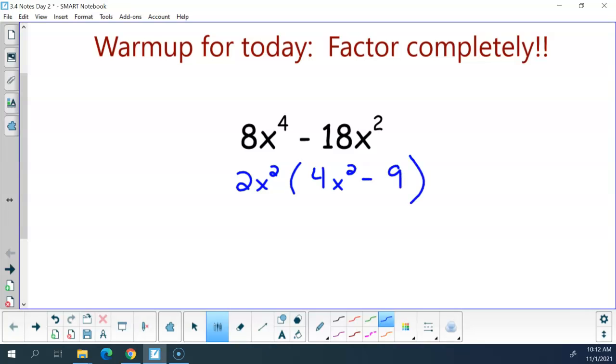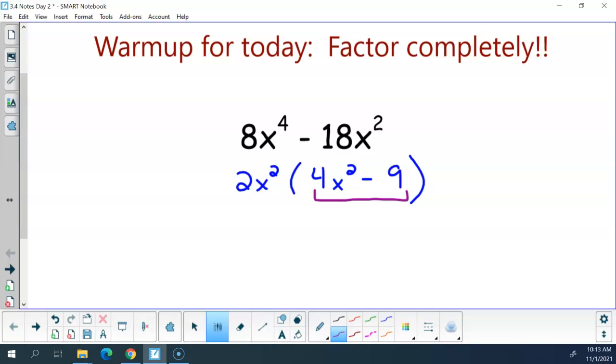Okay, are we done? No. Why not? Because you have to factor it. What do I have to factor yet? 4x squared minus 9. Why do I have to factor 4x squared minus 9? Because they're perfect squares. 4x squared is a perfect square, and 9 is a perfect square.